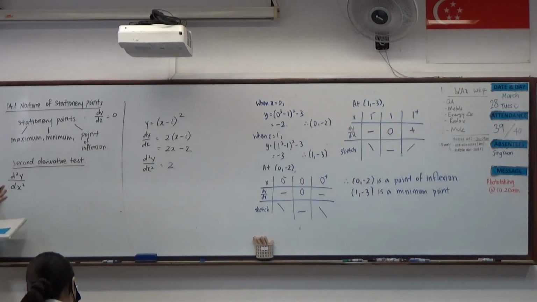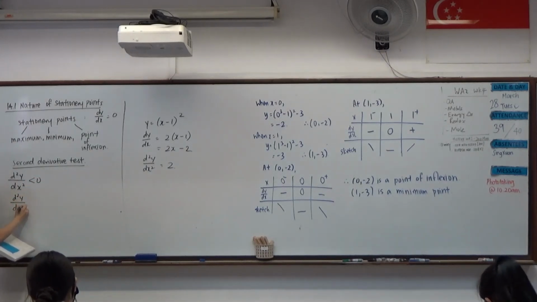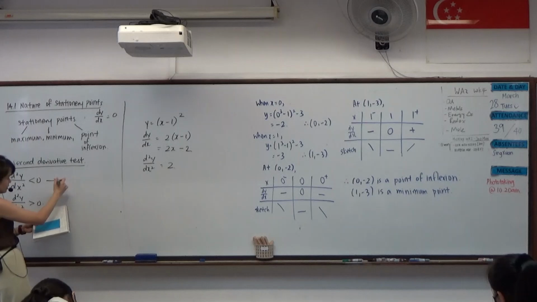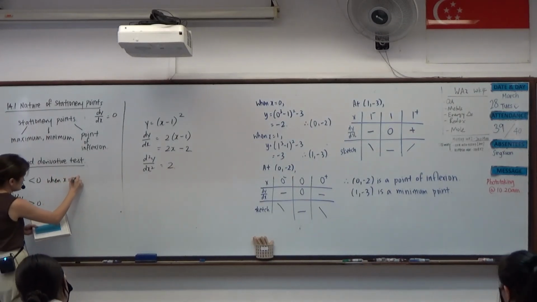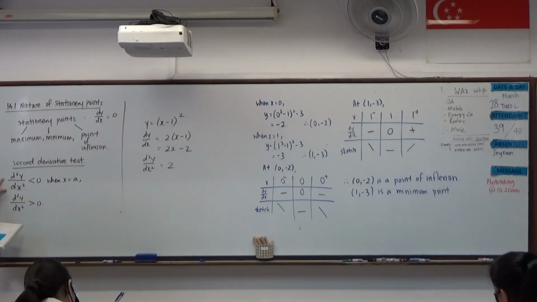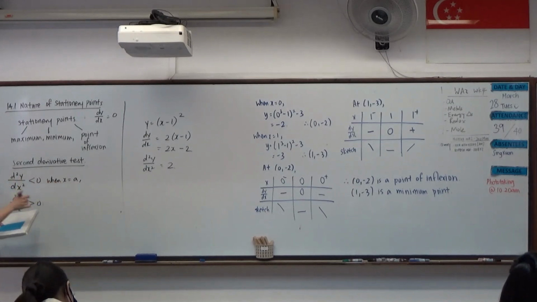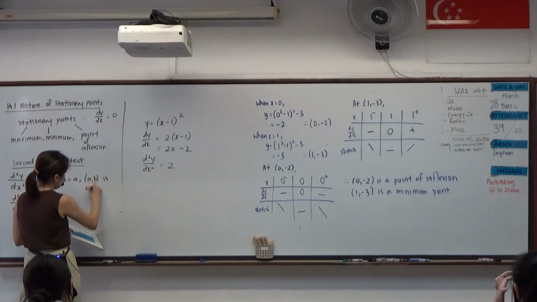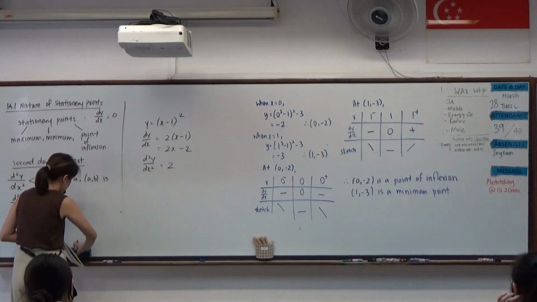In this test itself, we're looking at whether it is negative or positive. So when the second derivative is less than 0 at the value where x is equal to that particular point, the point is a maximum point. It's maximum, sorry.